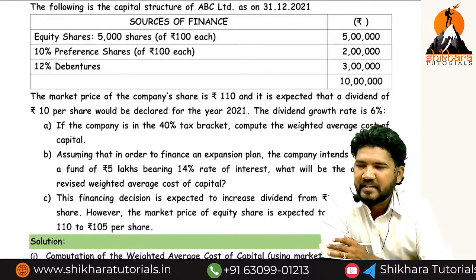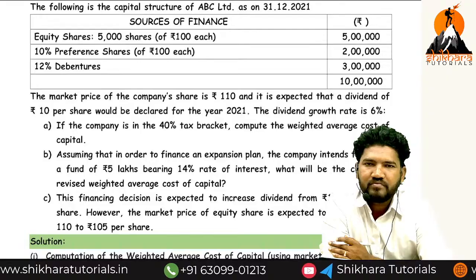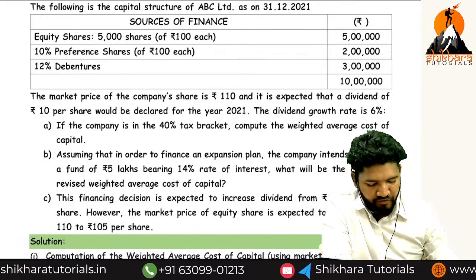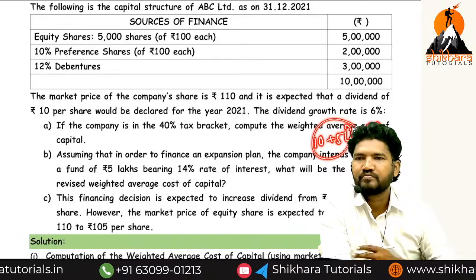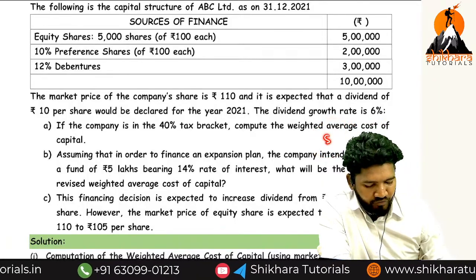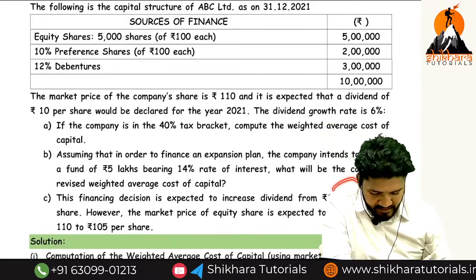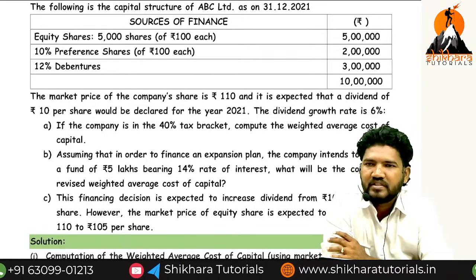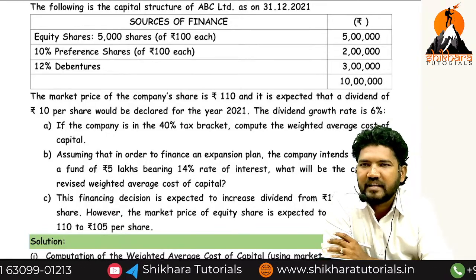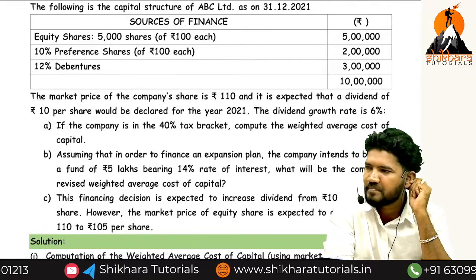What does case B say? The company needs some other 5 lakh rupees. For 10 plus 5 lakhs, what is the KO? Are you clear? If you procure 5 lakh rupees from the market, D1 changes, P0 changes. If D1 and P0 change, KE also changes. Are you guys clear? For A, please solve it. For B, I will explain. Speed up.